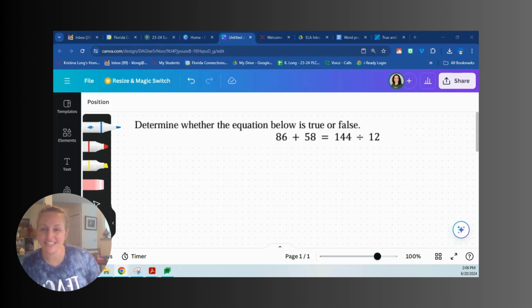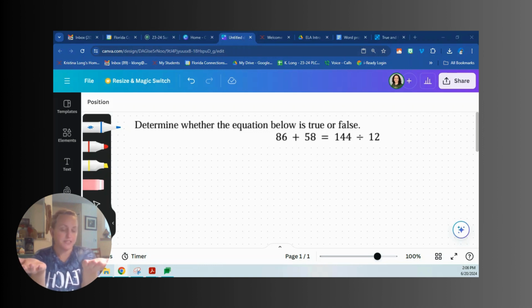Today we're going to continue talking about true and false equations. Remember, yesterday we were learning that the equals sign really just means is the same as. And when we have an equation, we have numbers on one side, maybe with operations like plus, minus, multiplication, division on one side, and the same thing on the other side.